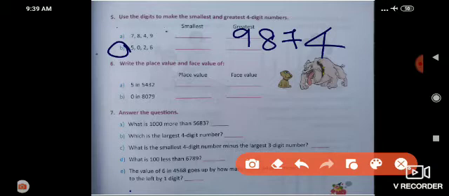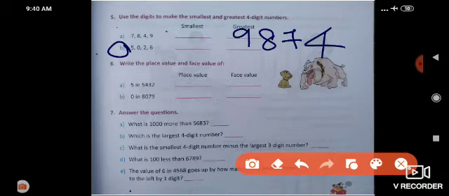Face means the number itself. The face value of 5 means you will get 5. The face value of digit 4 in the number 5432 is 4 only. You will get the same number as it is. In the place value, to find the place value, you have to multiply the digit with the place.